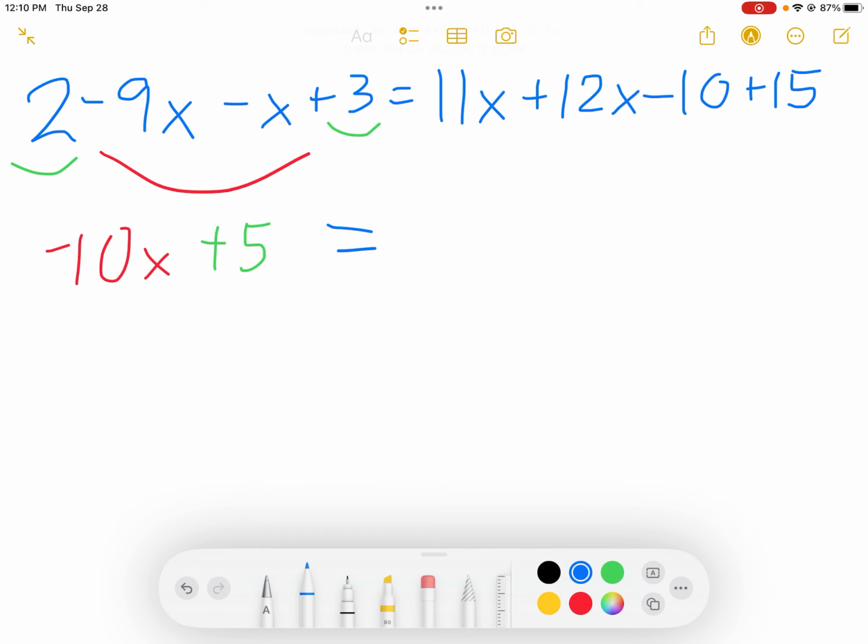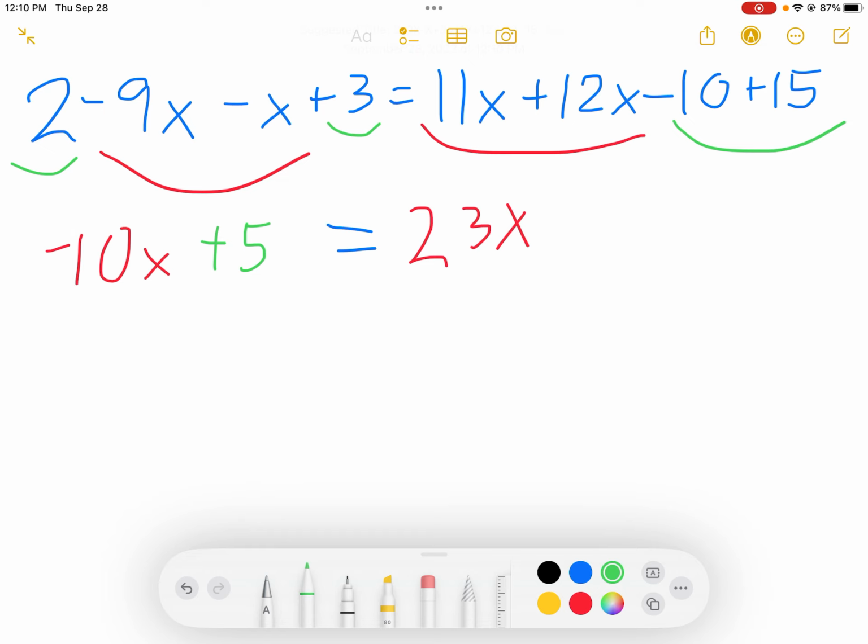That's neutral. That's not part of any particular expression. And over here, I will again make my red terms my x terms, and my green terms will be my constant terms. In red, I have 11x plus 12x. That equals a total of, adding them up together, 23 x's. And then I see minus 10 plus 15.